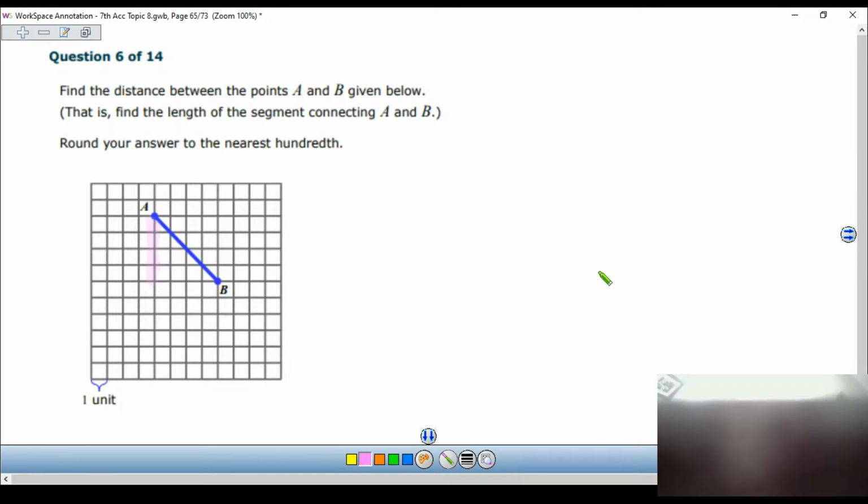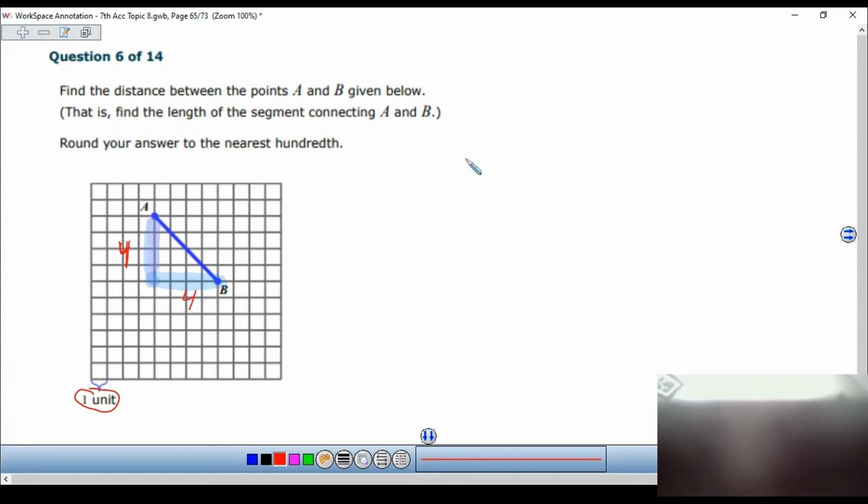Let me pick a different color. Let's do it like this. There we go. That's better. Okay. We're going to make it a nice triangle. Because if we can find the sides, and it tells us that each square is 1 unit, we can find the hypotenuse. So this is going to be 1, 2, 3, 4 on this side. And over here, we have 1, 2, 3, 4 also.